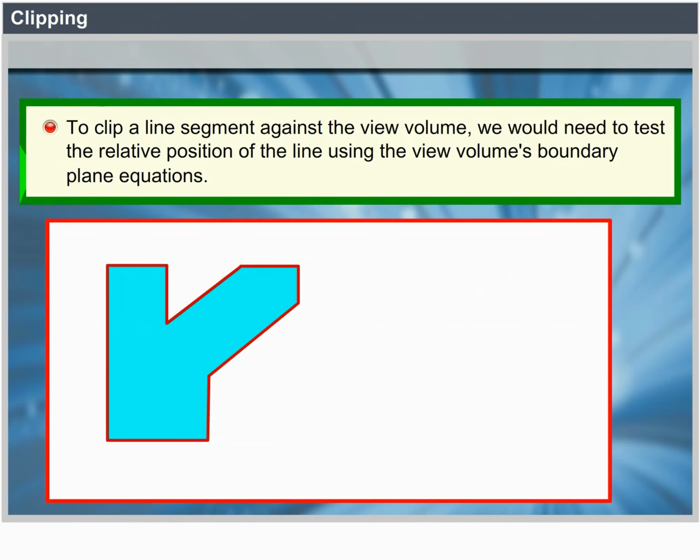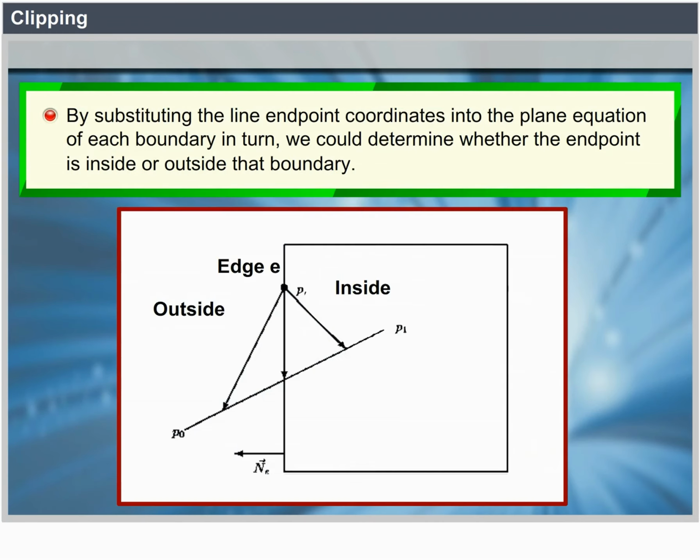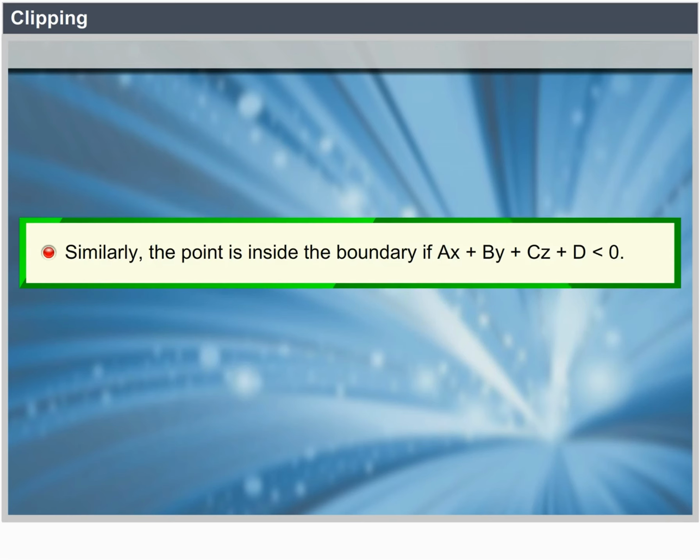To clip a line segment against the view volume, we would need to test the relative position of the line using the view volume's boundary plane equations. By substituting the line endpoint coordinates into the plane equation of each boundary in turn, we could determine whether the endpoint is inside or outside that boundary. An endpoint x, y, z of a line segment is outside a boundary plane if ax + by + cz + d is greater than 0, where a, b, c and d are the plane parameters for that boundary. Similarly, the point is inside the boundary if ax + by + cz + d is less than 0.